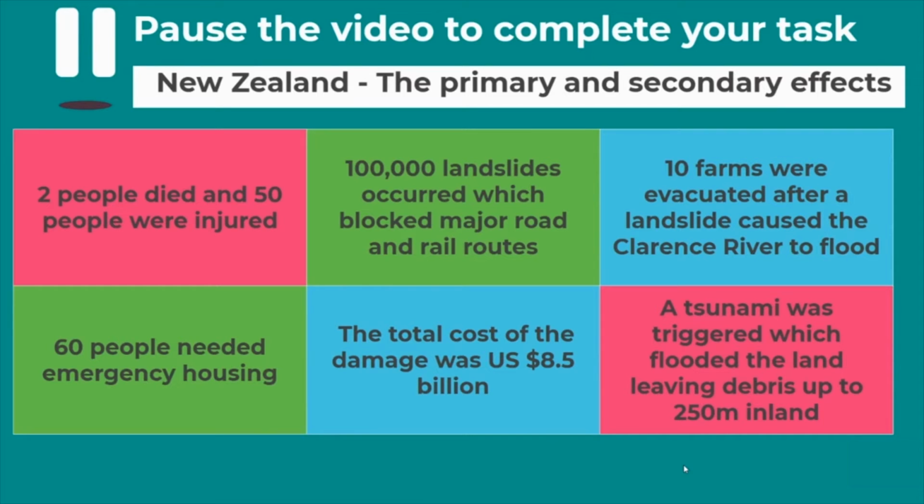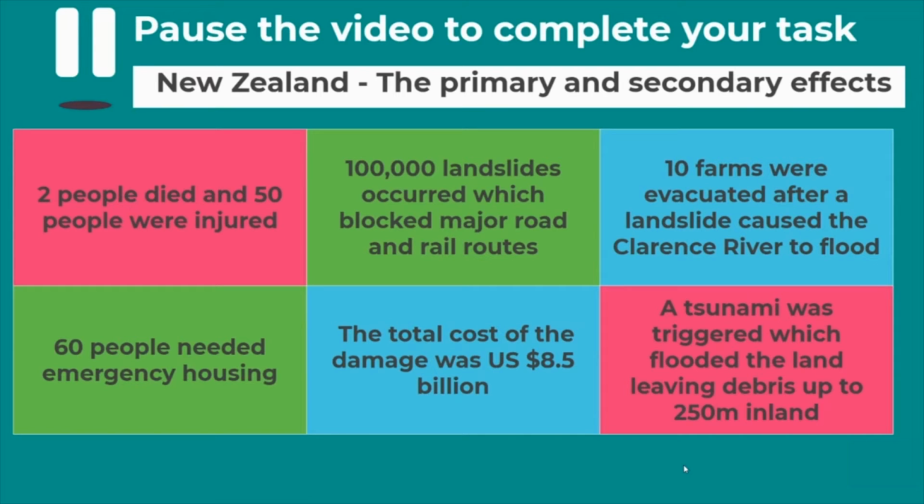So I'm going to read them through for you. Then what I would like you to do is to pause the video, and for any that you're totally confident on, add them to your table. For any that you think, oh, I'm not quite sure, then hold back, because we'll go through the answers in just a second. So what we've got, 2 people died and 50 people were injured.